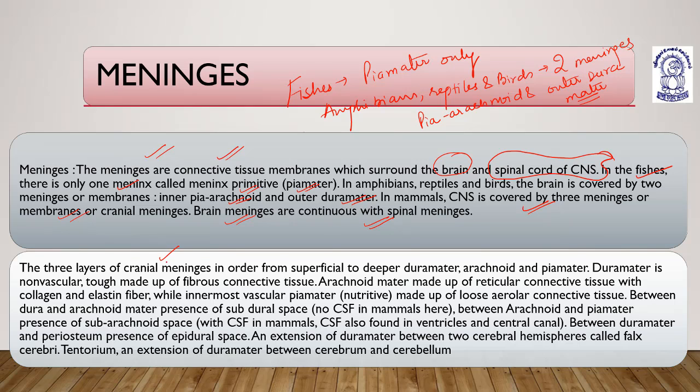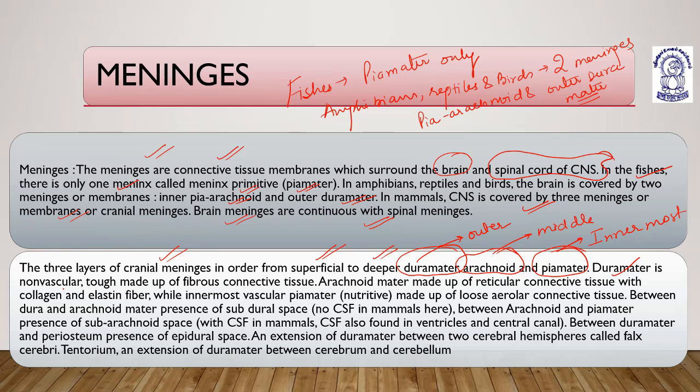The three layers of cranial meninges in order from superficial to deeper: the outermost is dura mater, the middle one is arachnoid, and the innermost is pia mater.